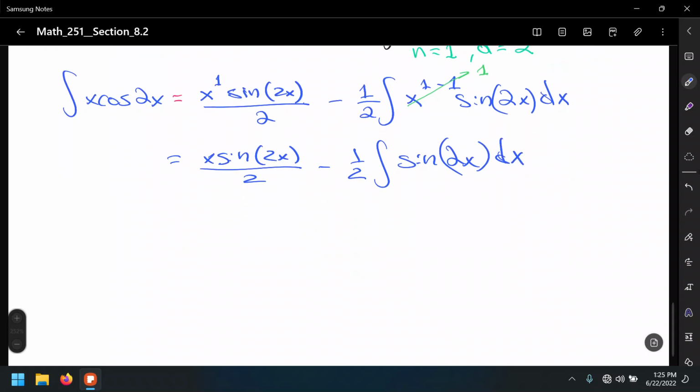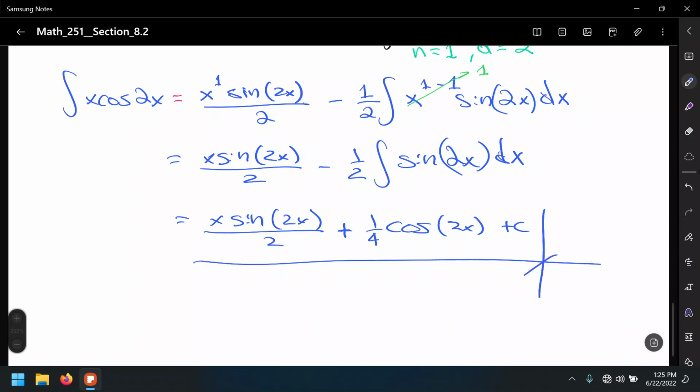dx. And this integral is one of those really simple ones where you don't have to show the whole u and dv setup. x sine 2x over 2 minus 1/2, that multiplies the 1/2, that's a 1/4 cosine 2x plus c. And I made a mistake on purpose here, to see if you can catch it. Positive. It's positive, right? That's because the integral of sine is negative cosine, times the negative here, that should turn into a plus. All right? Sounds good?